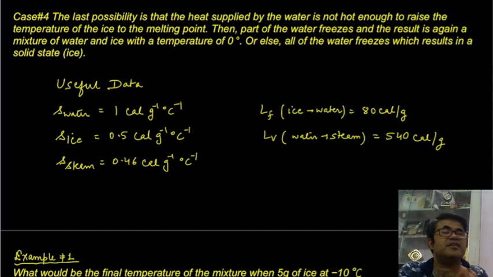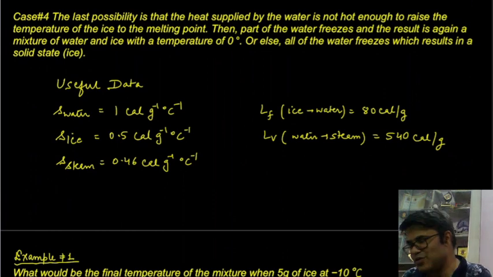Latent heat of fusion, that is the amount of heat required to convert 1 gram of ice at 0 degrees to 1 gram of water at 0 degrees, is 80 calories per gram. And latent heat of vaporization, water at 100 to steam at 100, is 540 calories per gram. That is the usual data we are given.